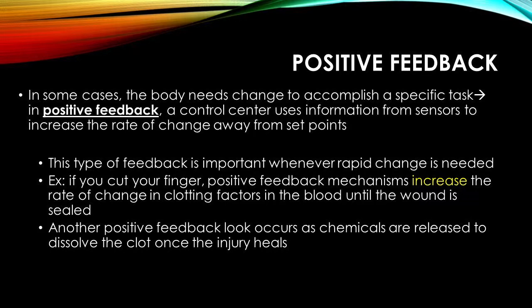Positive feedback uses information from sensors to increase the rate of change away from set points. So basically, balance is thrown out of the window in this feedback loop. If you cut your finger, positive feedback mechanisms increase the rate of change in clotting factors in the blood until the wound is sealed, so this prevents you from bleeding out excessively.